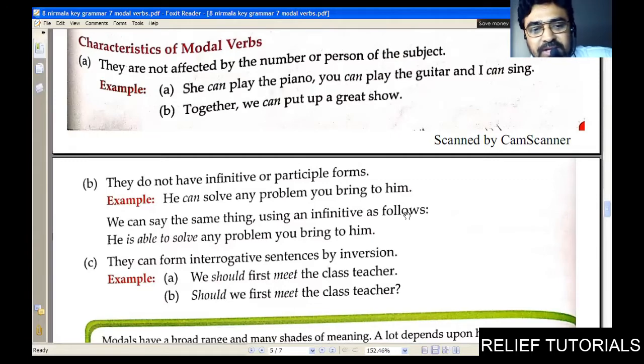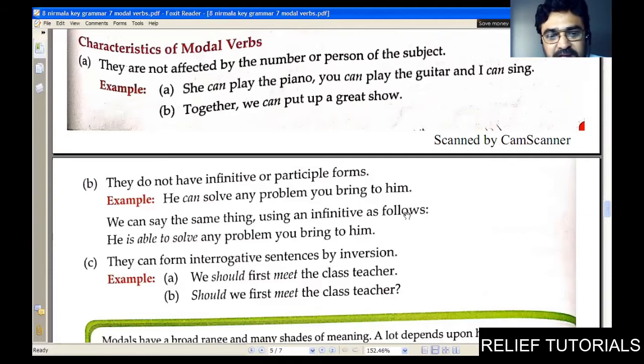We can say the same thing using an infinitive as follows: he is able to solve. So if you don't have can, you can go for to be and able. It's never "he can be able to solve". It is "he is able to solve". So can and able cannot be used together. But if you go for able, then the main verb that follows it should be in the full infinitive form. So there is a difference between can and able.